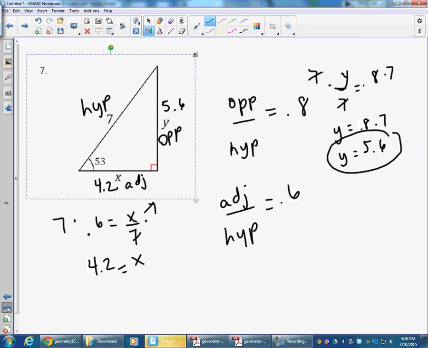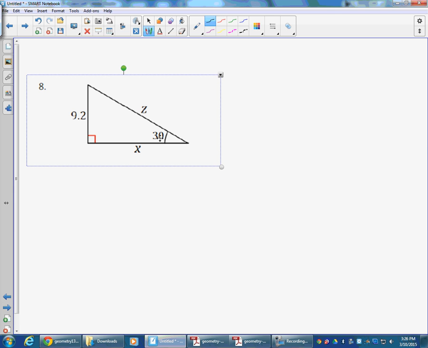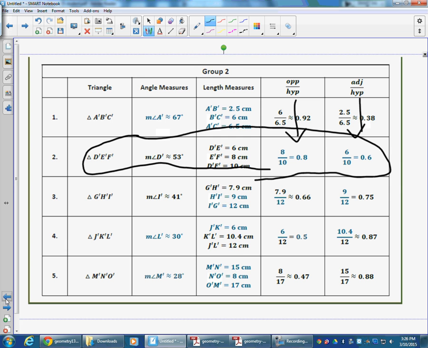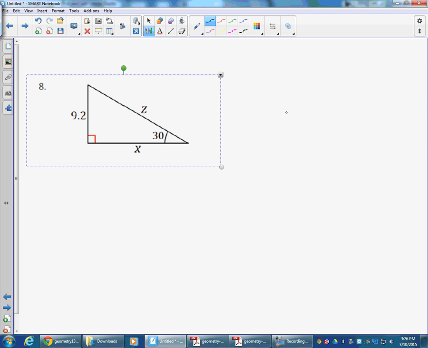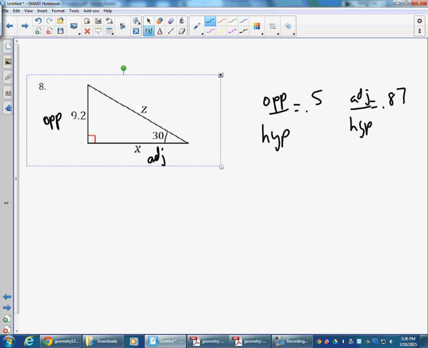I'm going to get you started on that one, and then I'll let you finish the other ones. So here we have a 30-degree angle, and if we go back over here for 30-degree angles, our opposite divided by hypotenuse should be a half, 0.5, and our adjacent divided by the hypotenuse should be 0.87. For this problem, this is going to be my opposite, this is my adjacent, and this is my hypotenuse.